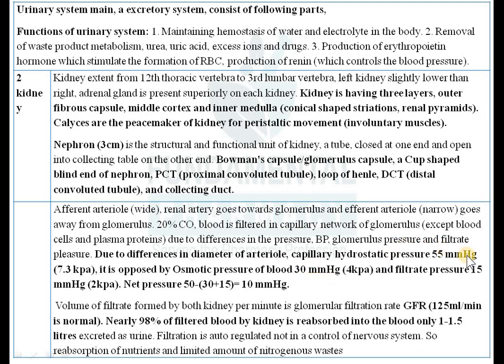So this 55 mm of Hg hydrostatic pressure, which is formed due to difference in the size of arterioles, that is opposed by 30 mm of Hg plus filtrate pressure. Okay, जो filtrate बनेगा उसका एक pressure रहेगा, that is nothing but the 15 mm of Hg. So 30 plus 15 is 45, 55 minus 45 is 10. Okay, so 10 mm of Hg is nothing but the net pressure. So that's how this pressure is a driving force for filtration. Okay, so ultrafiltration is because of this pressure differential.